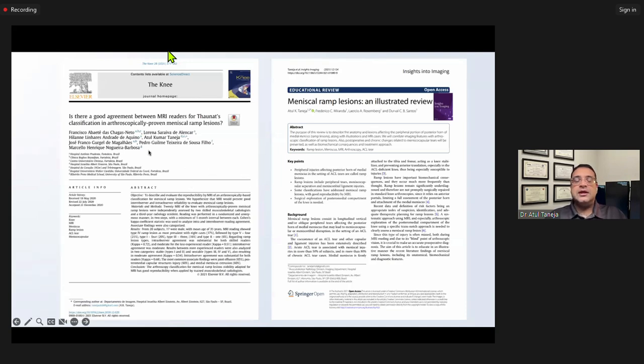For those who are interested, two papers I'll recommend. In this paper, we did a radiology perspective on how much can we agree on meniscal ramp lesions in arthroscopically proven cases. It's published in the Knee Journal. And this other one, on meniscal ramp lesions, where many of the illustrations I showed you are freely available, is from Insights into Imaging. So far we have more than 50,000 downloads. Feel free to just type it on Google, you'll find it.